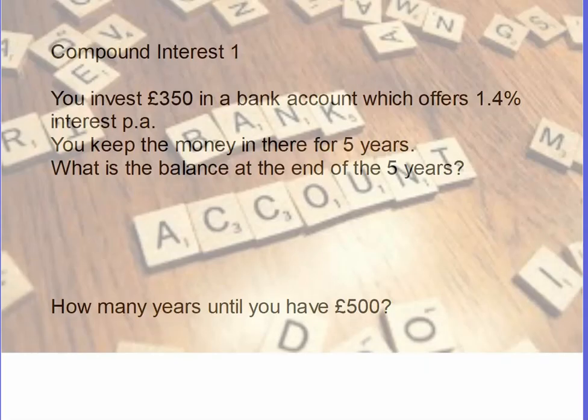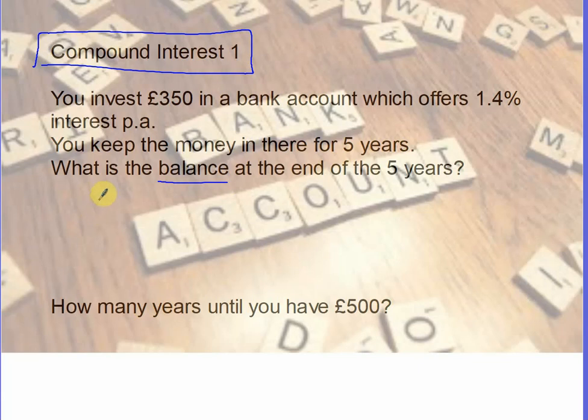So another popular topic is compound interest. Okay, so you often get this when you put money into a bank account. So that's exactly what we've got here. So we've got £350 going into a bank account, which offers 1.4% interest per annum. That's what the PA stands for, every year, per annum. You keep the money in there for 5 years, and what is the balance at the end of the 5 years? Okay, so the balance means what you have in your account, not what you make, what's in there.